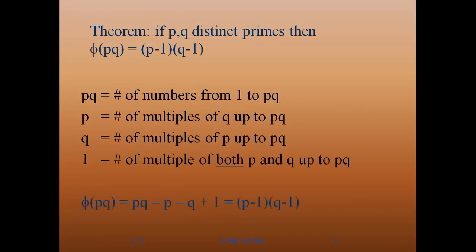Hence, phi of PQ is equal to PQ minus P minus Q plus 1, which is equal to (P minus 1) into (Q minus 1). So these are things we have to remember here, where P and Q are distinct prime numbers.